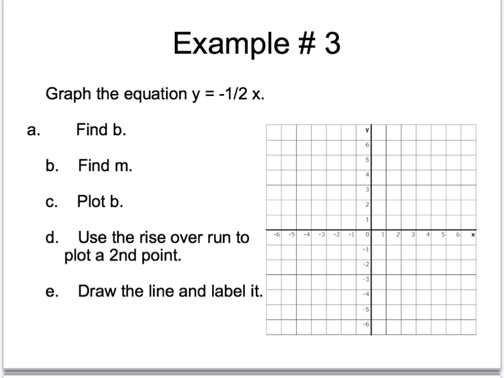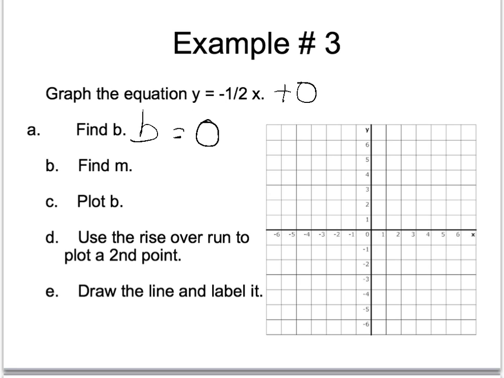And example number 3. At any point in this video, if you wanted to pause me and go ahead and do the problem yourself and then play the video, you could check to see if our answers match up. And that's a good practice tool. So this equation, y equals negative 1/2 x, find b. Well, there's no b written. So I have to assume that it's just an imaginary plus 0, because we don't write plus zeros, just like we don't write coefficients of 1.